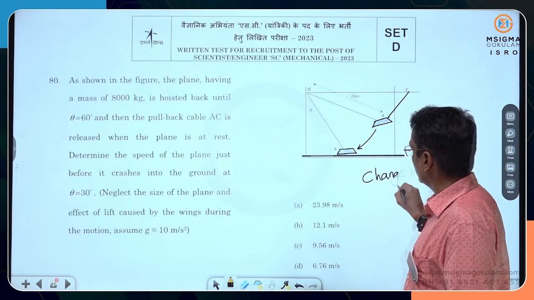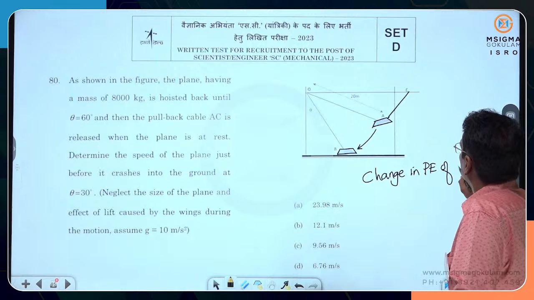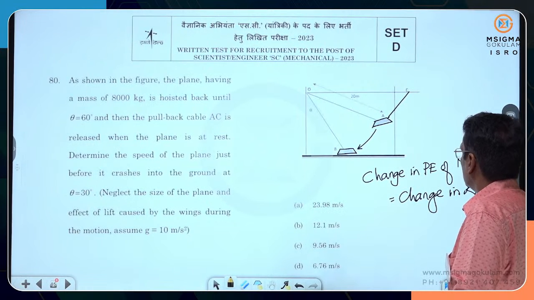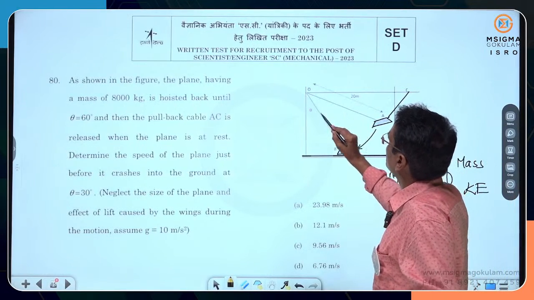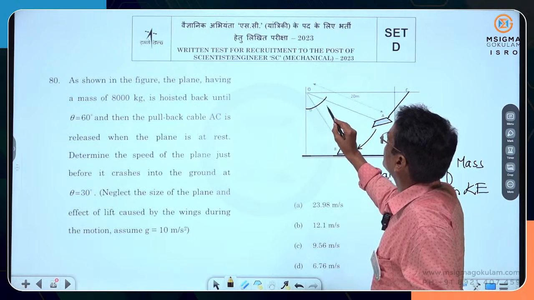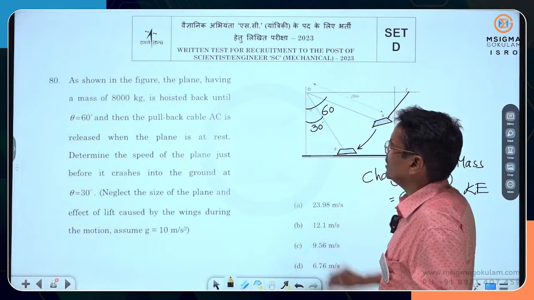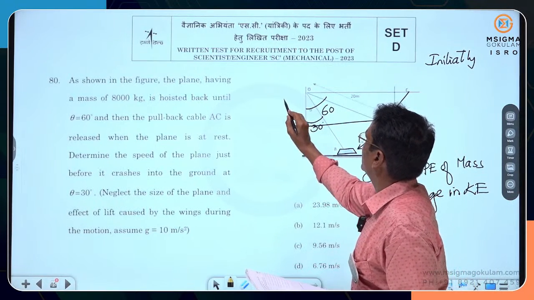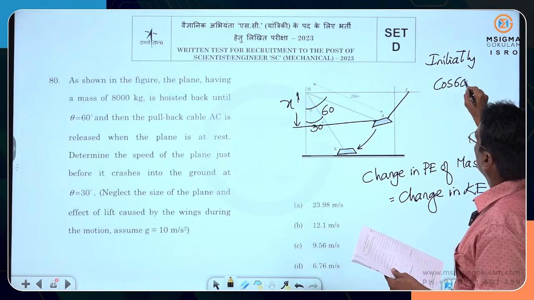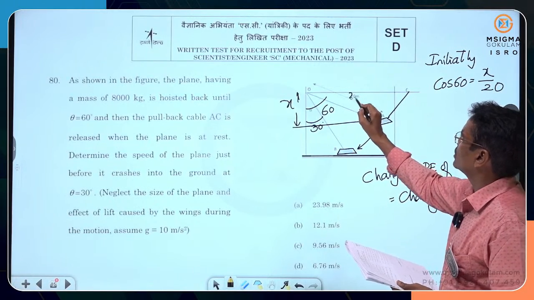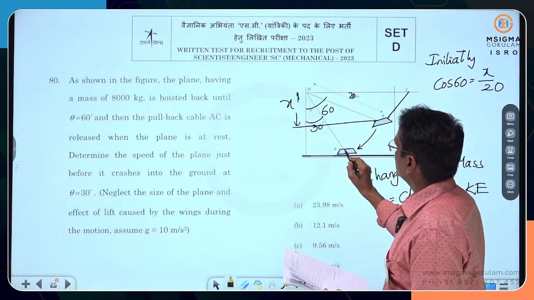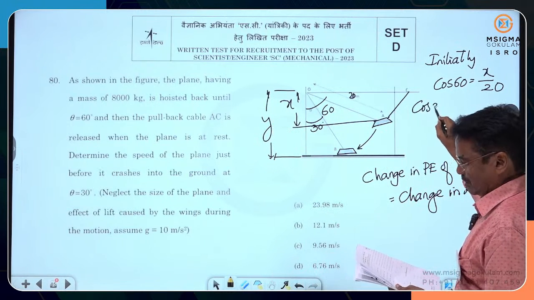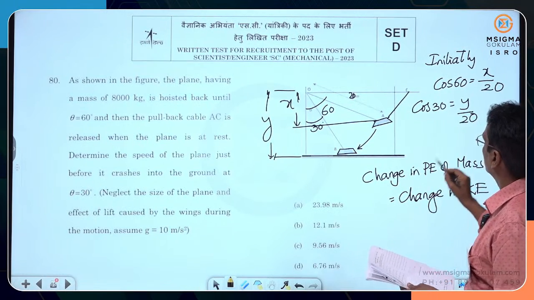Change in potential energy of the mass is equal to change in kinetic energy. The law of conservation of energy we can write. So what is the change in potential energy? This angle is given, initially this is 60, and this angle is 30. Initially, if we take this one as x, cos 60 is x by 20, this is given as 20, right? And at this moment this is y. Cos 30 is y by 20.